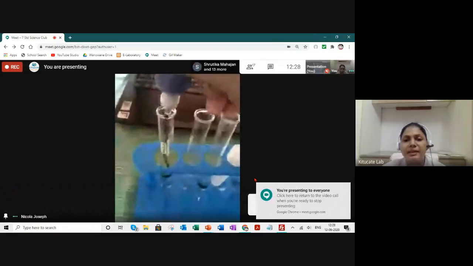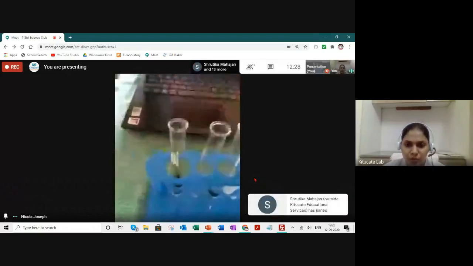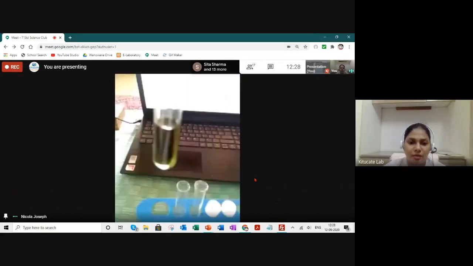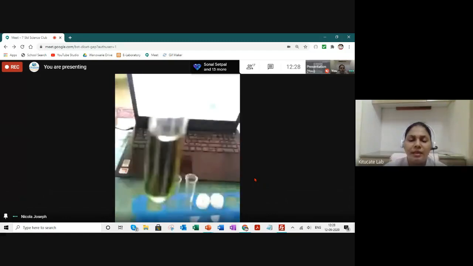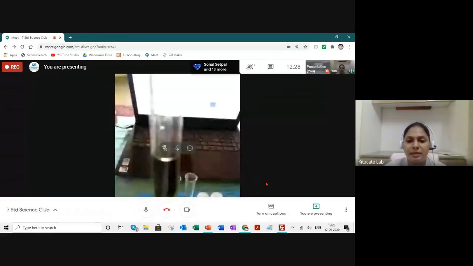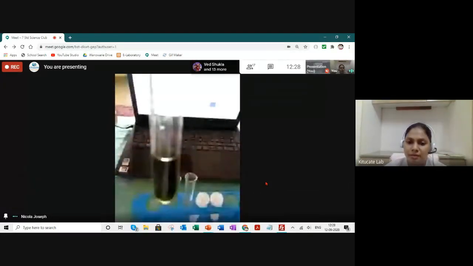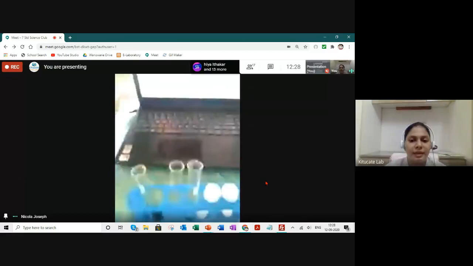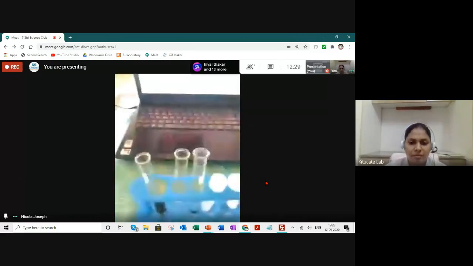Now, why is she adding universal indicator directly to water? Because she wants you to see the difference in the color. Okay, can you see the color? Water is neutral. That's why after adding universal indicator, the color has turned into green. Okay, there is no other chemical added to it right now. It is only water and indicator.